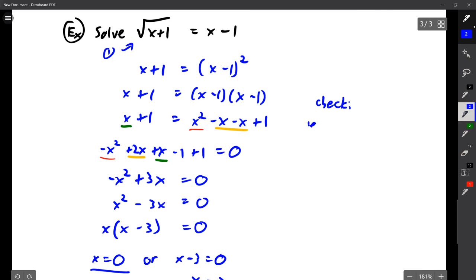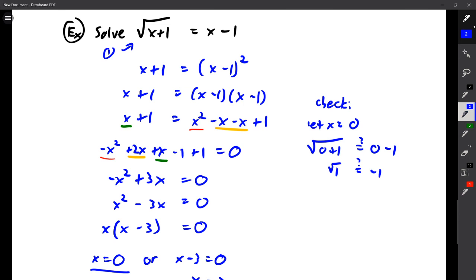Okay, so first let's let x equal 0, and we're going to plug that into our original formula. Square root of 0 plus 1, does that equal 0 minus 1? Well, this is the square root of 1, and does that equal negative 1? Well, the square root of 1 is 1, because what number times itself equals 1? 1. So we have 1, and 1 does not equal negative 1. So this is our extraneous.